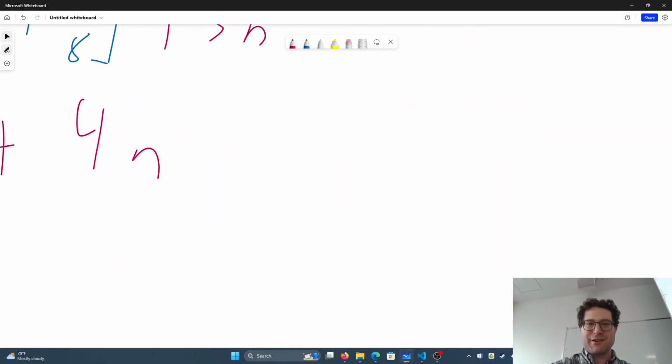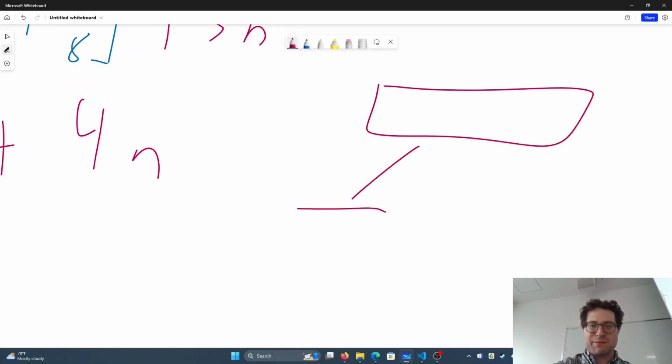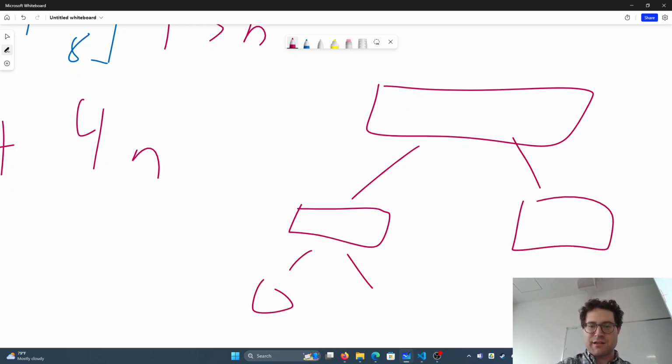Let me go ahead and draw again. We've got this, then we split it into 2 halves, and then we split these into quarters, right? And at what point can we stop? When these are equal to size 1, right? So how deep does this have to go to get to size 1?